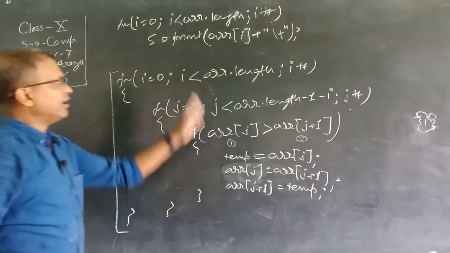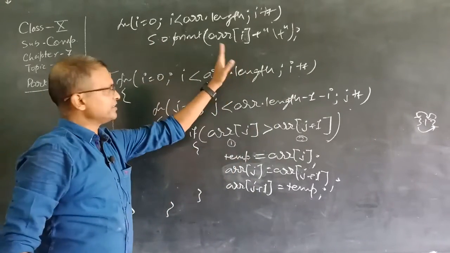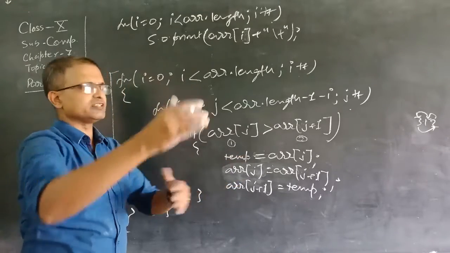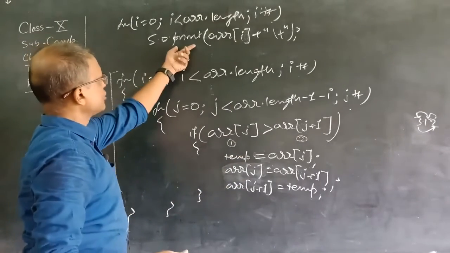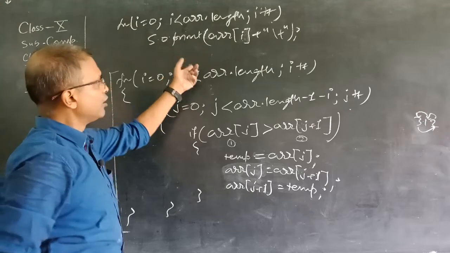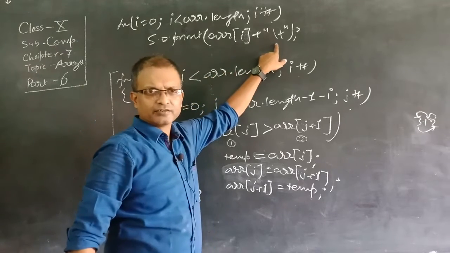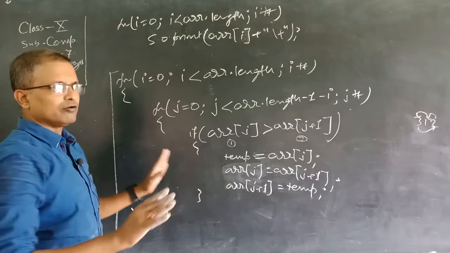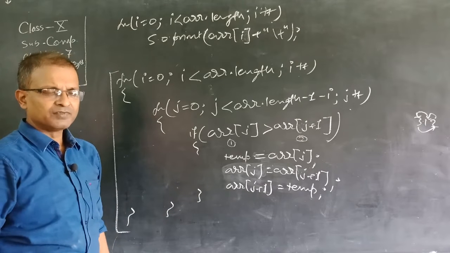Always remember, while printing the data of an array, you have to print all the data on the same line. Do not try to change the line. So instead of println, you have to use print along with the \t. Getting my point? This is the best technique. So this is all about bubble sort.